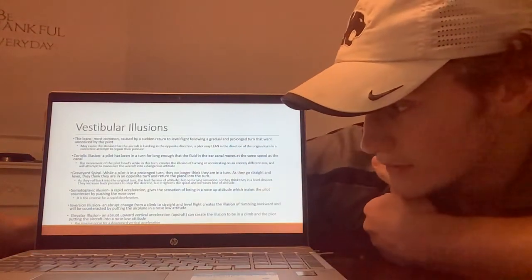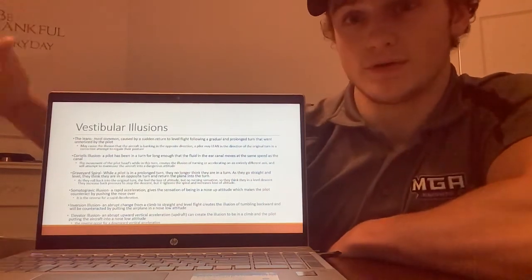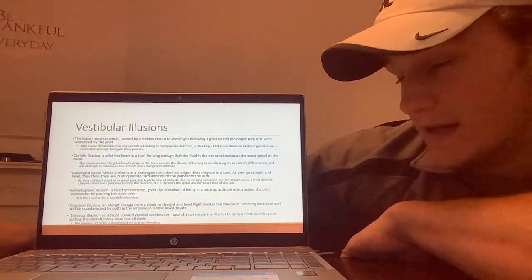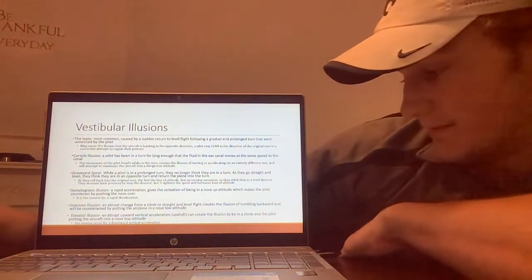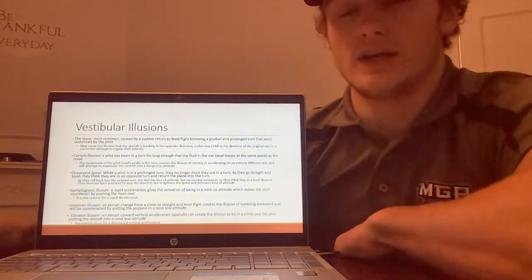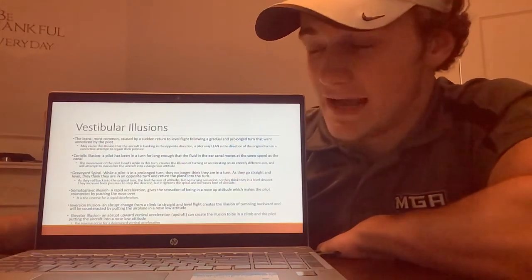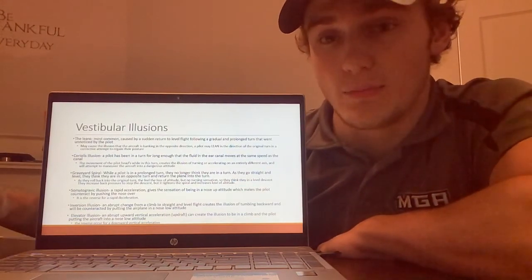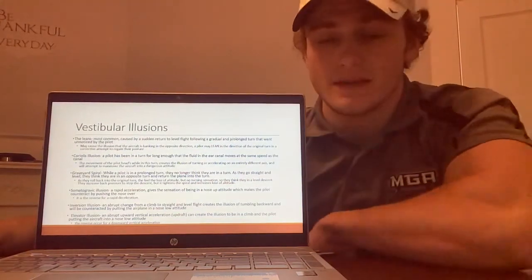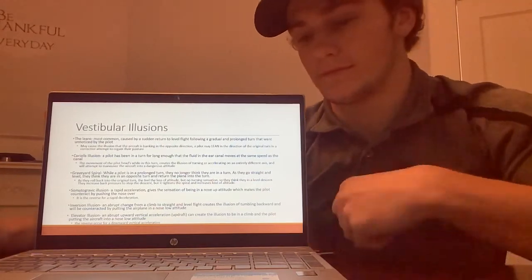And then the elevator illusion is an abrupt upward vertical acceleration, like an updraft, and it'll create the illusion of being in a climb. So the pilot will put the nose in a nose low attitude. The same is reversed: if he's in a downdraft, an abrupt rapid vertical descent, he'll put the nose in a nose high attitude.